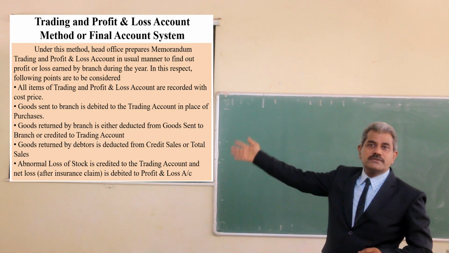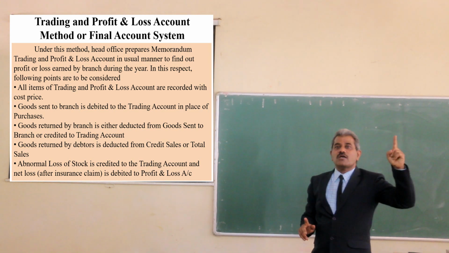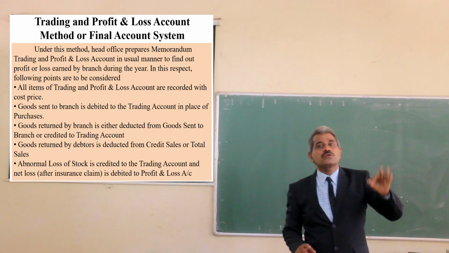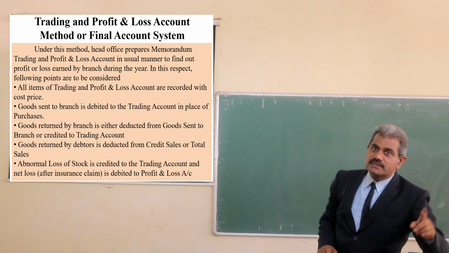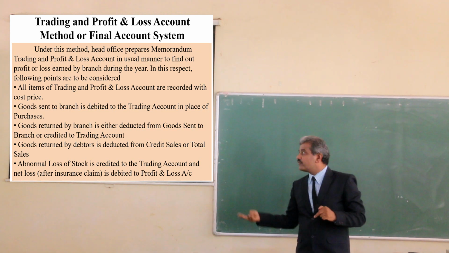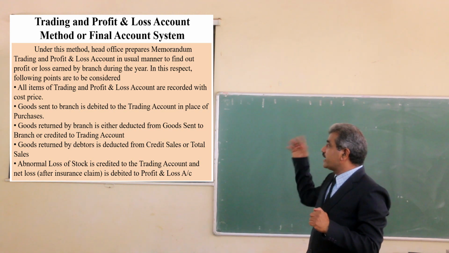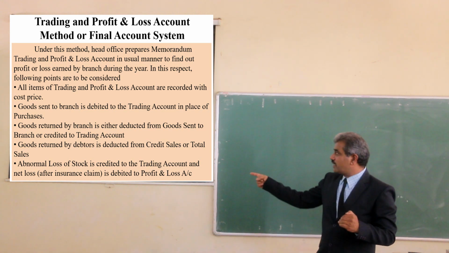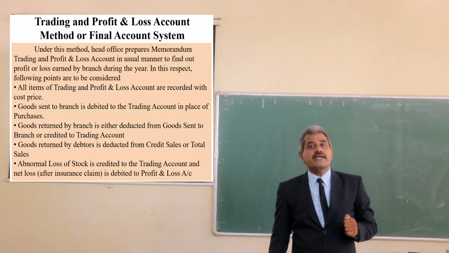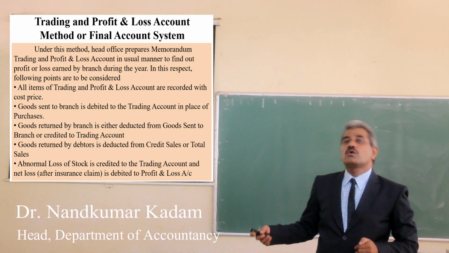Only these four or five items we have to take into consideration. One is that all goods items are to be recorded at cost price. No purchases; goods sent to the branch will take the place of purchases. Goods returned is deducted from goods sent or shown on the credit side. The abnormal loss is credited, and the net loss is debited to the profit and loss account. Also, the goods returned by debtors is deducted from the credit sales or total sales.